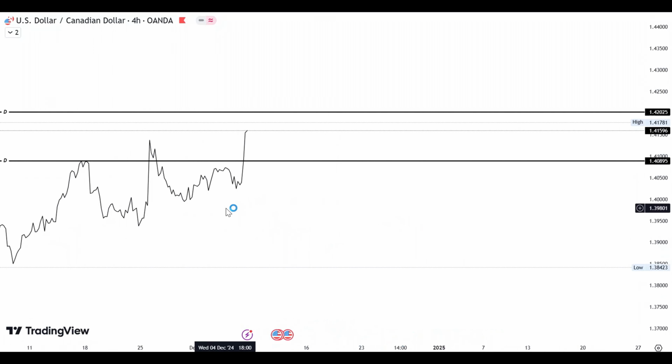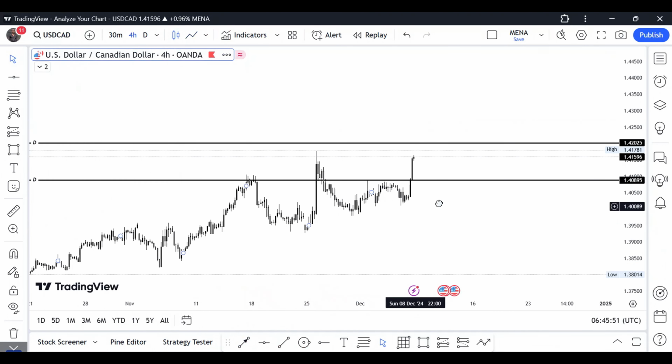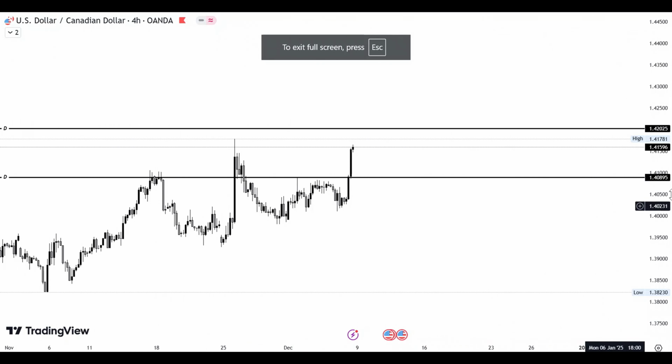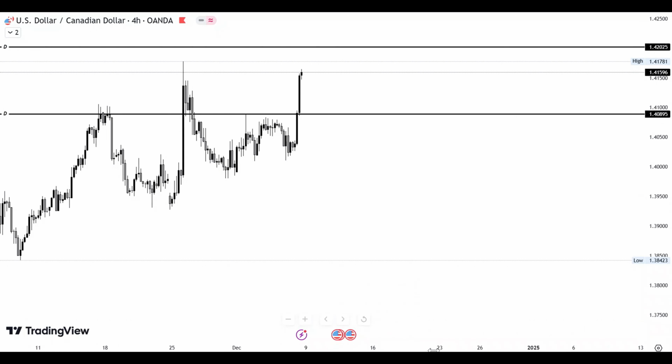Now on the 4-hour time frame, I'm going to change from the line chart to the candlestick chart. On the 4-hour time frame, what I'm looking for is liquidity areas such as fair value gap, recent high, previous high, order block, equal lows. I'm looking for liquidity levels, liquidity areas.